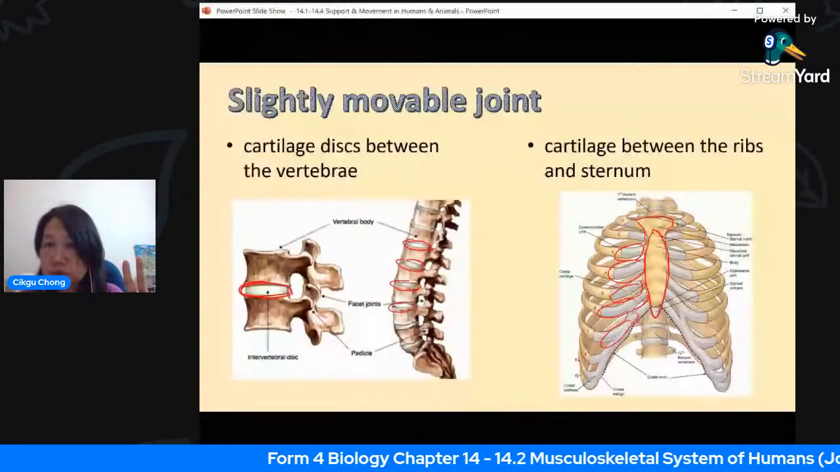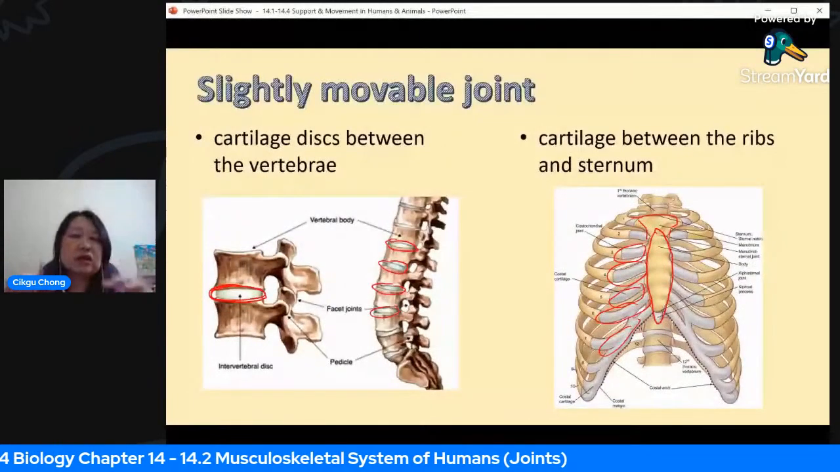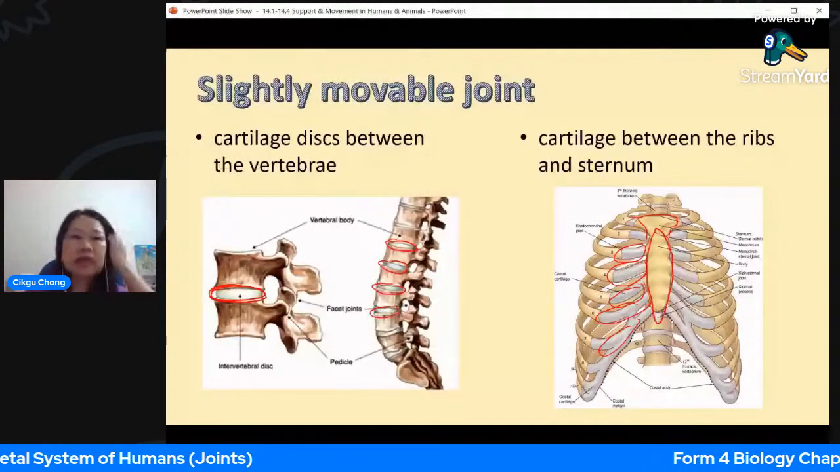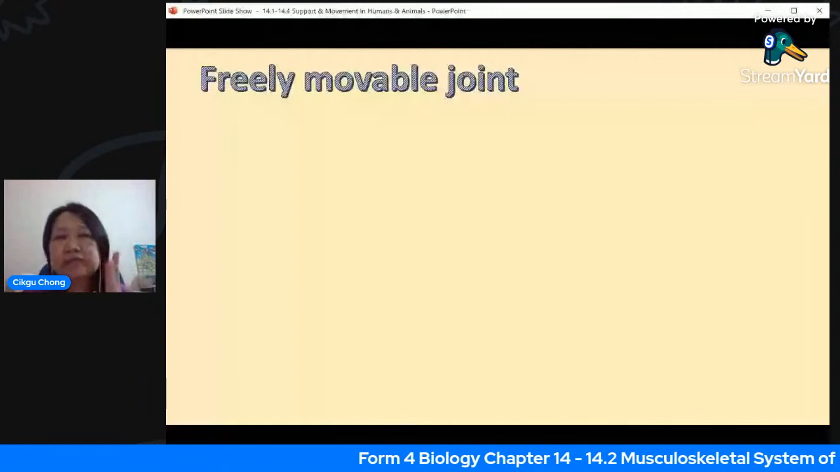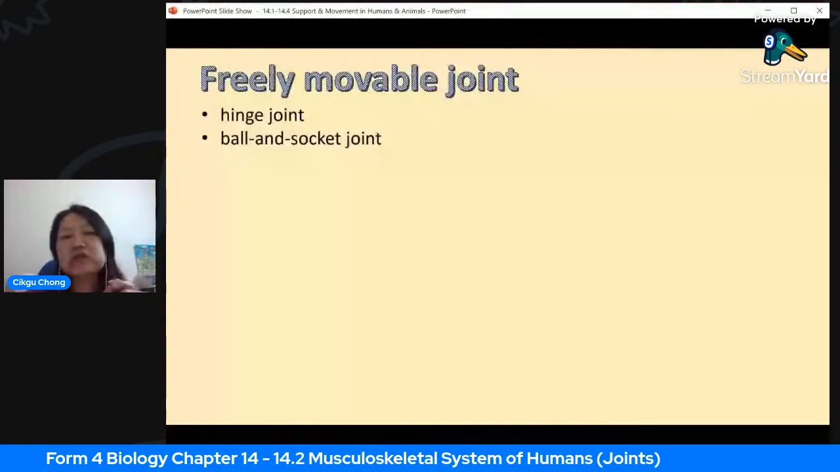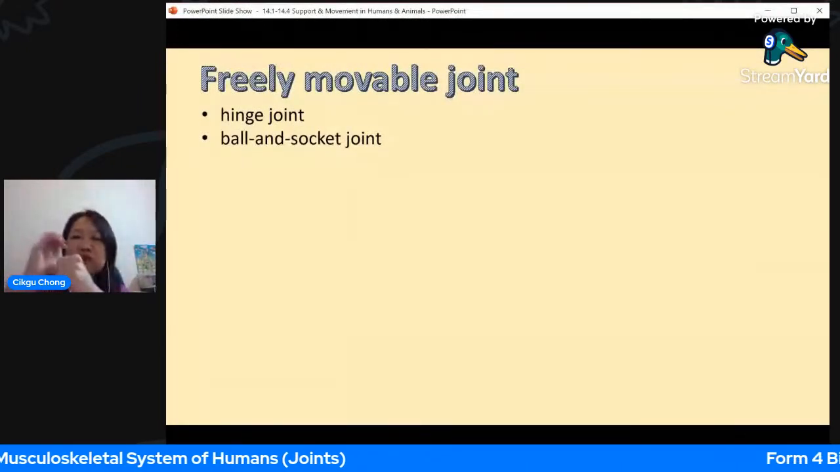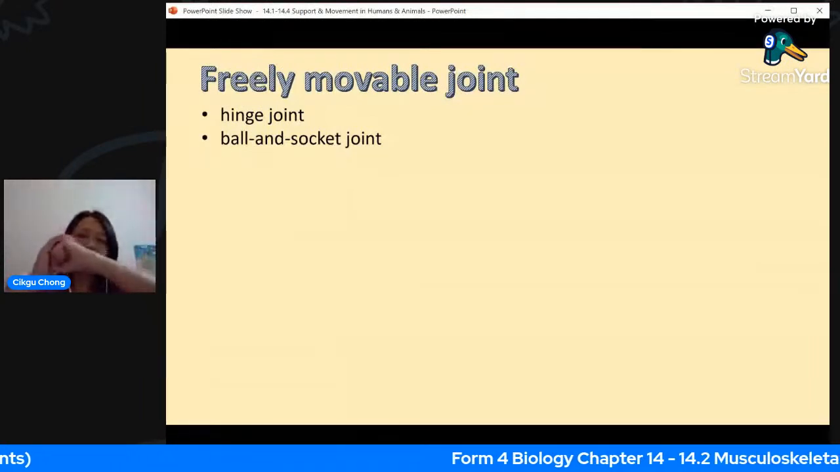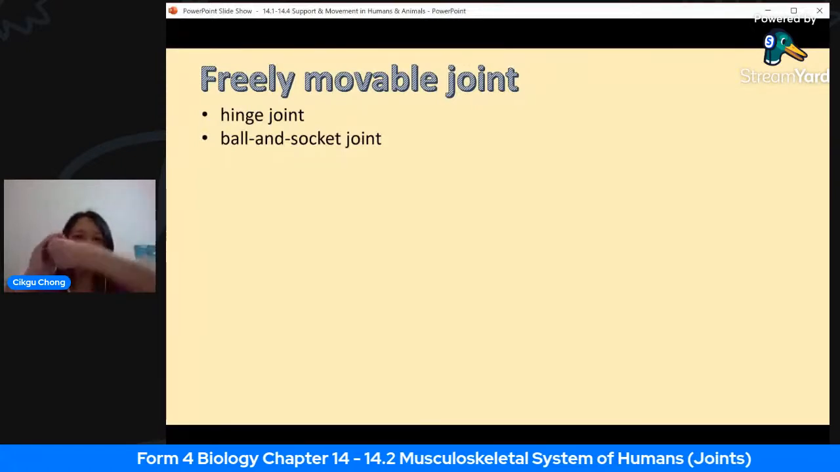For the third group, we have more to learn, because this one has a lot of mobility. That means freedom of movement. Freely movable joints have two types: a hinge joint and a ball and socket joint. Just like a ball, it goes into a socket. Socket is like a cup shape. So the ball goes in, and you are able to move around very freely. We will see that in a while.